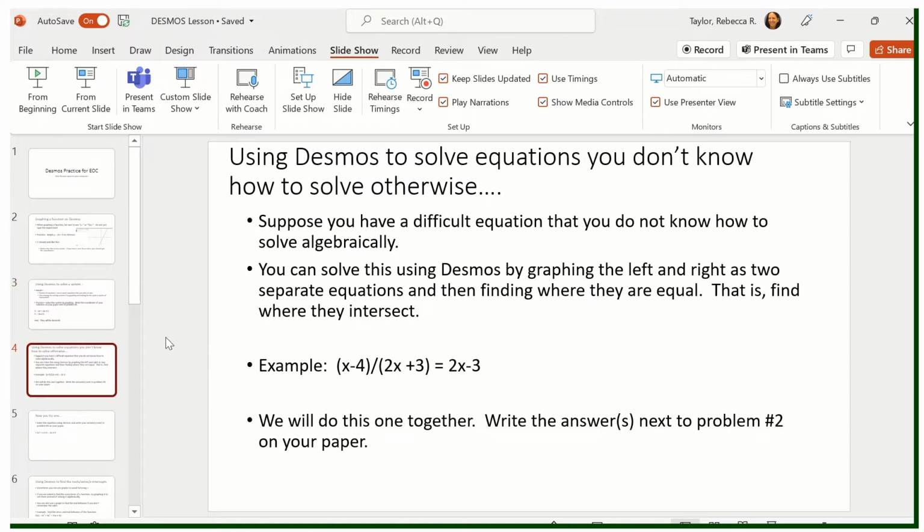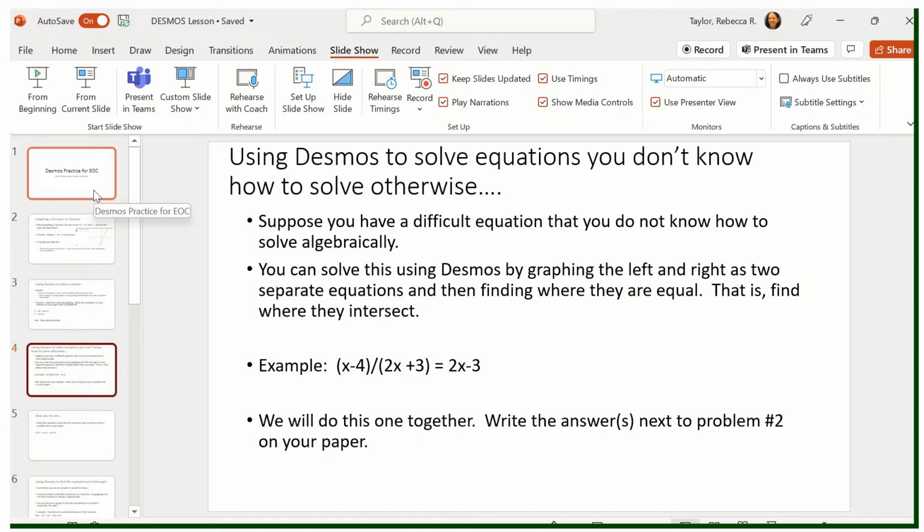Right. Next one. Using Desmos to solve equations you don't know how to solve otherwise. There's all kinds of equations, and the awesome thing about knowing how graphs and equations are related is that you can figure out other ways to solve problems. So suppose you have a difficult equation that you do not know how to solve algebraically, and it could be an equation that we haven't taught you how to solve, or it could be something that I have taught you how to solve, but you still don't know how to do it for whatever reason.